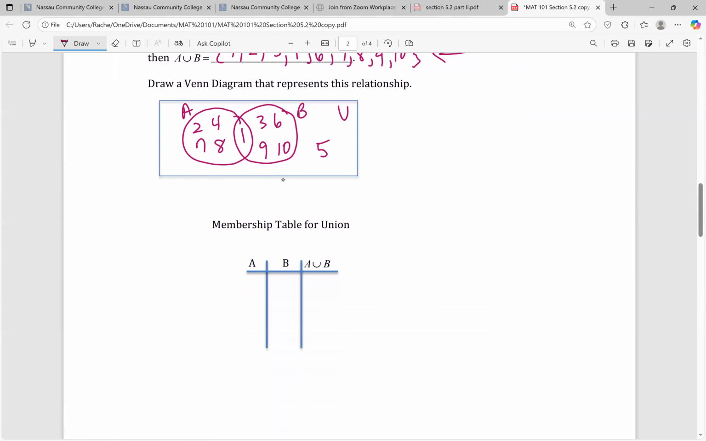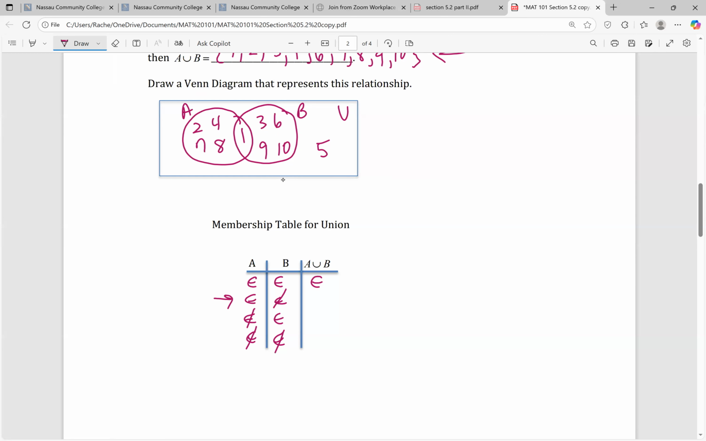So let's look at the membership table for the union of two sets A and B. So we have element of, not an element of, not an element of, and then element of, not an element of, not an element of. So now let's think A or B. If we have an element of A or we have an element of B, the element's going to be in the union because it has to be just in one, the other, or both.